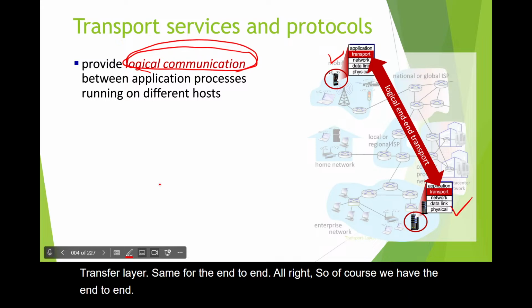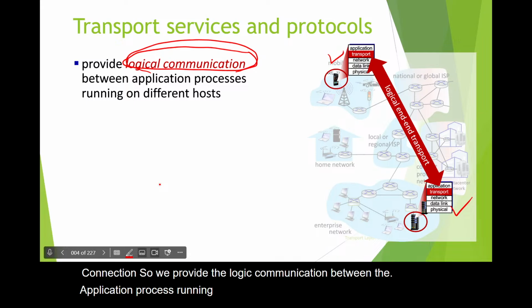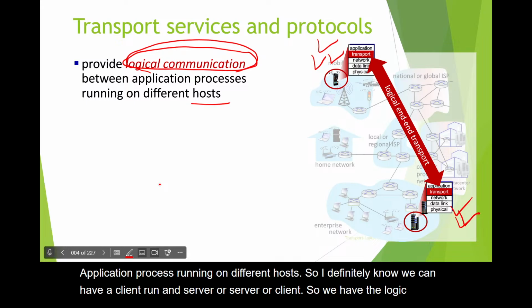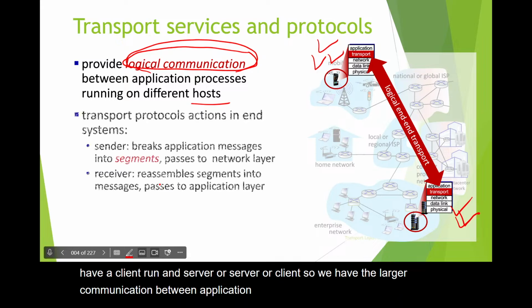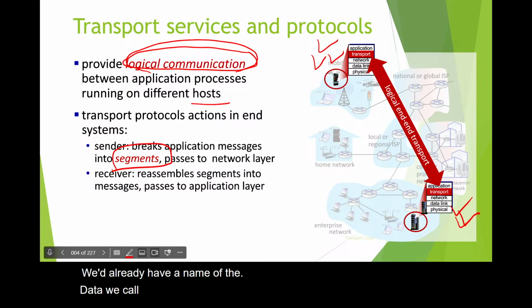So of course, we have the end-to-end communication connection. We provide the logical communication between application processes running on different hosts. So we can have client and server, or client to client. So we have the logical communication between application processes running on different hosts. We already have the name of the data: we call them segments when we talk about transport layer protocols.